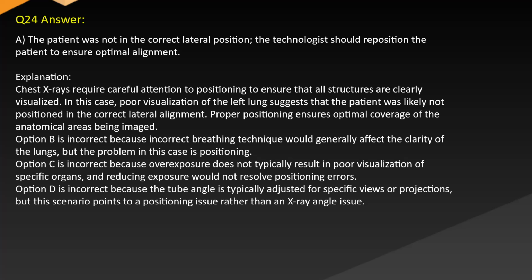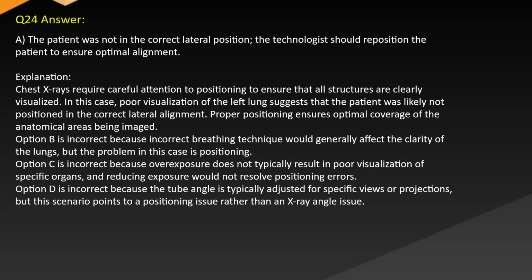Answer A. The patient was not in the correct lateral position. The technologist should reposition the patient to ensure optimal alignment. Explanation. Chest X-rays require careful attention to positioning to ensure that all structures are clearly visualized. In this case, poor visualization of the left lung suggests that the patient was likely not positioned in the correct lateral alignment. Proper positioning ensures optimal coverage of the anatomical areas being imaged.